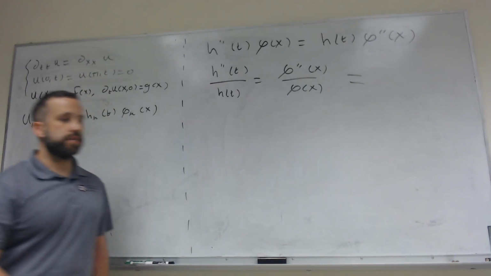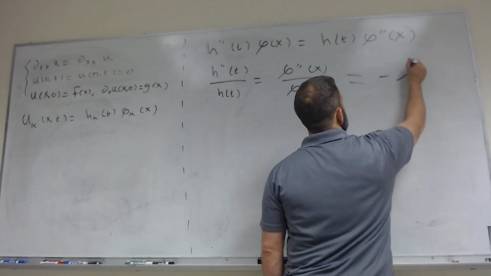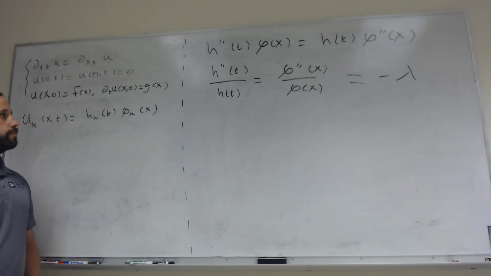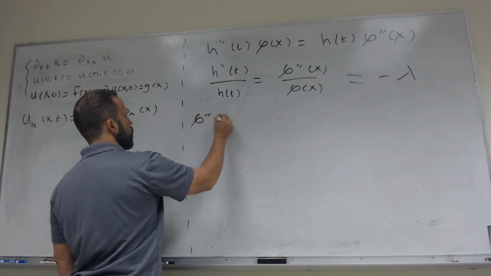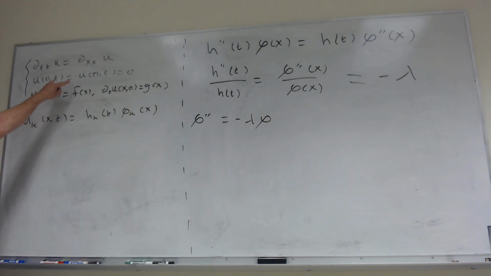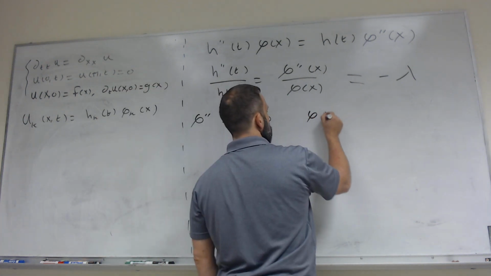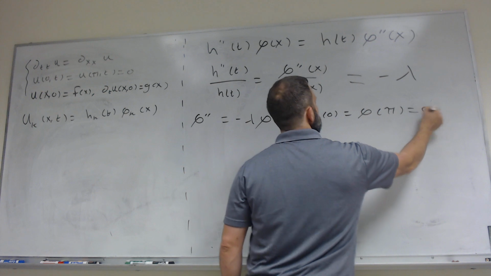Again, we have a function of t equaling a function of x, therefore they must be constant. And like before, we're going to write this as minus lambda. Minus lambda is that constant. Now if I look at my phi equation, just like before, I get phi double prime equals minus lambda phi. And I still have these Dirichlet boundary conditions: phi of 0 equals 0, and phi of pi equals 0.